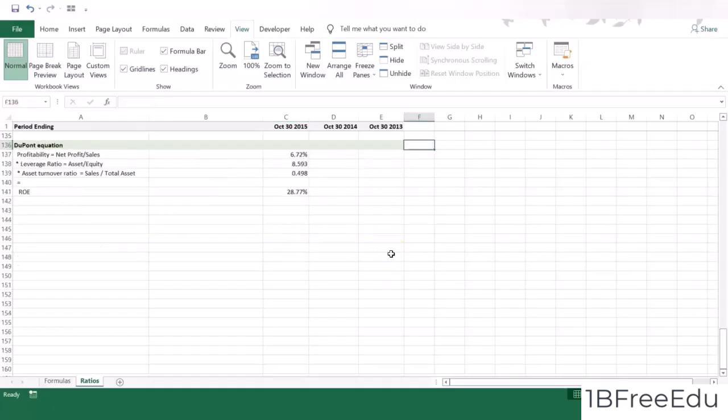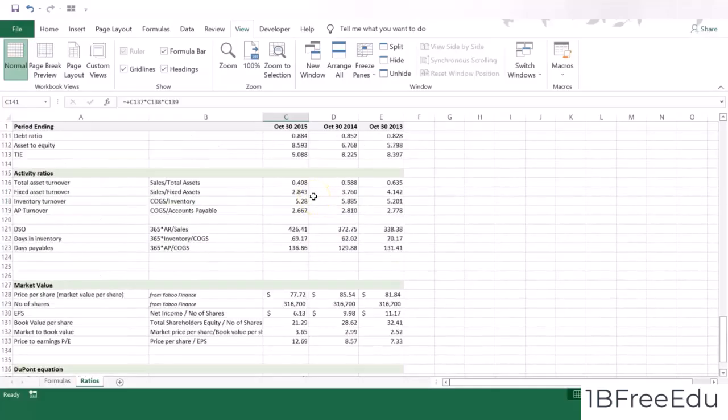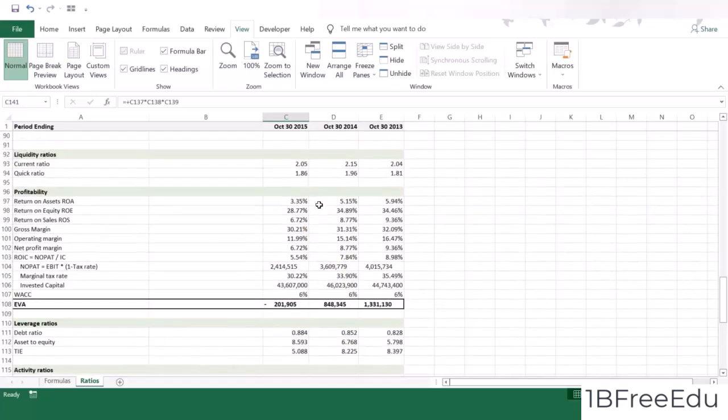And for the last analysis, we have the DuPont equation, which splits ROE into parts to see which factors are affecting the firm's ROE. In our case, the ROE is not the consequence of good profitability, but the consequence of huge leverage. And you can see how ROE can sometimes be misleading.